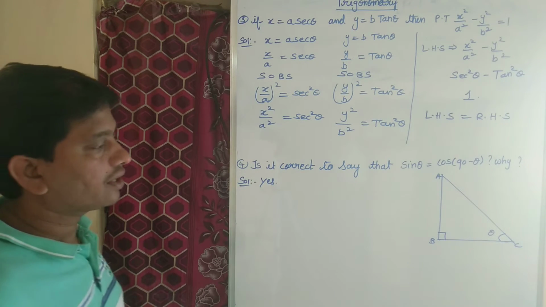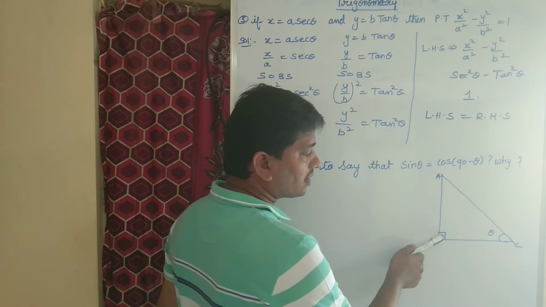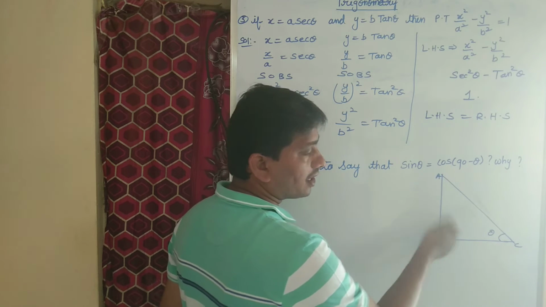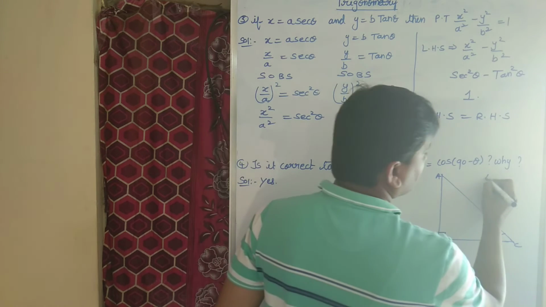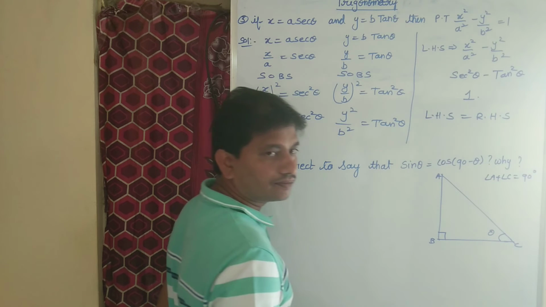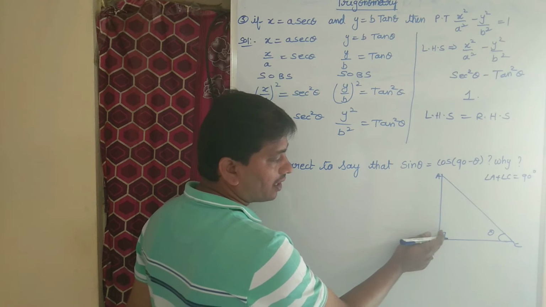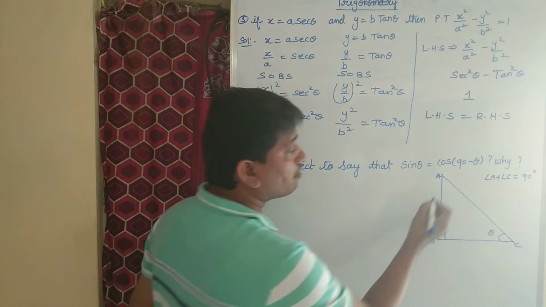Can you guess what is angle A? Because in a right angle triangle, one angle is 90 degrees. What about the other two angles? Actually here angle A plus angle C must be 90 degrees, because already one angle is 90. The other two acute angles are A and C, whose sum must be equal to how much?